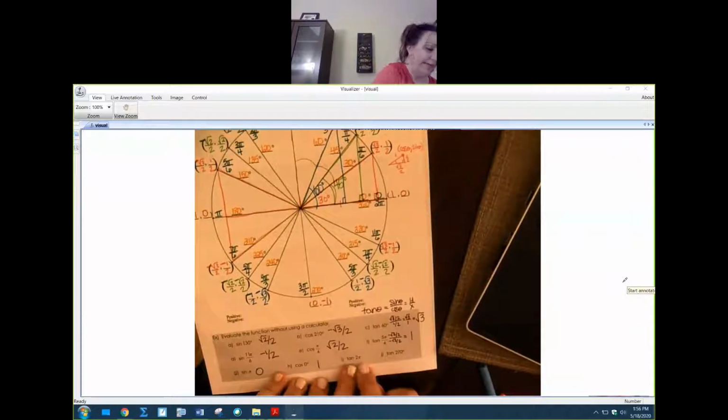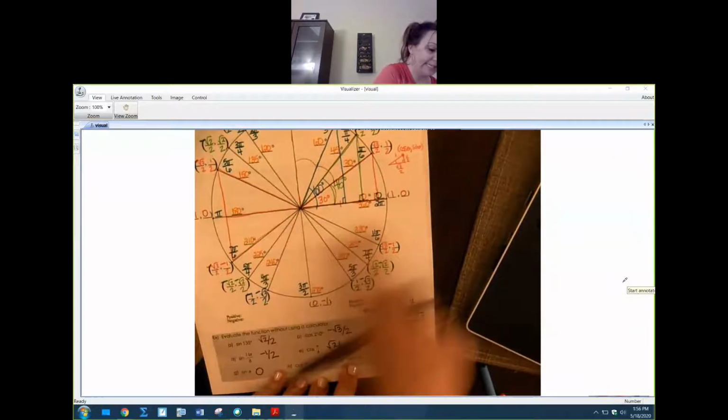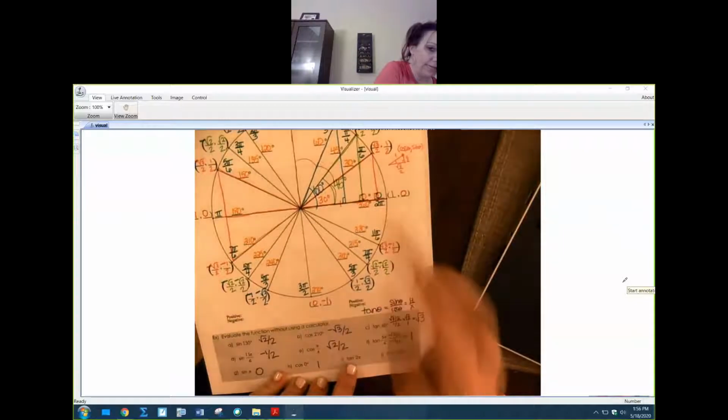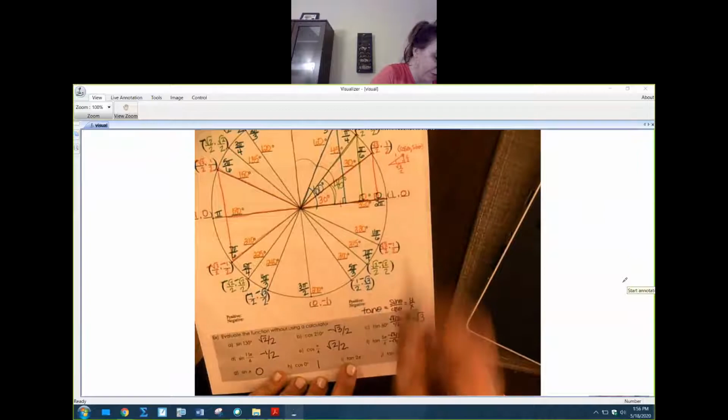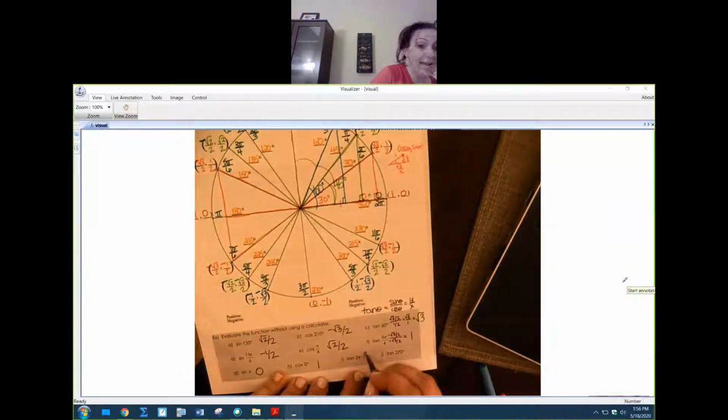Tangent of 2 pi, here's our 2 pi. And again, tangent is going to be the y coordinate over the x coordinate. That would be 0 over 1. We do not leave it like that, kiddos. Reduce that to 0.